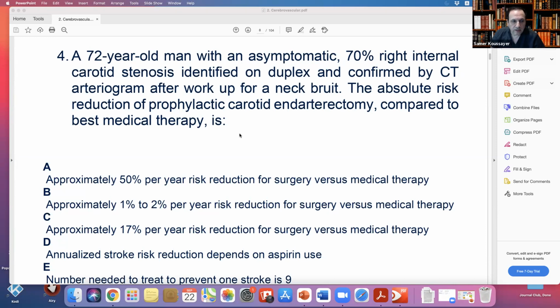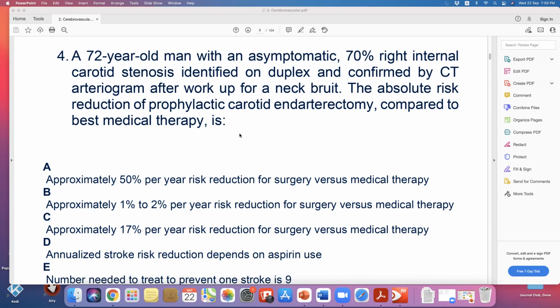All right. So 50%, no. Yes. So other options. Yeah, approximately 1 to 2% per year risk reduction for surgery versus medical therapy. According to our discussion, this is the answer. Right. C, approximately 17% per year risk reduction of surgery versus medical therapy. This is too much.